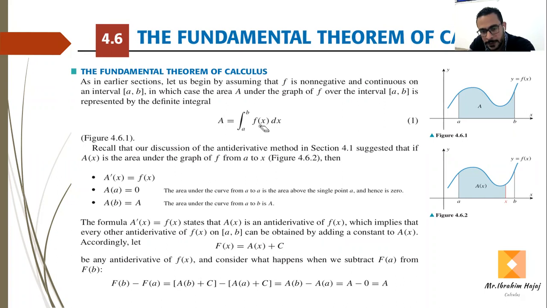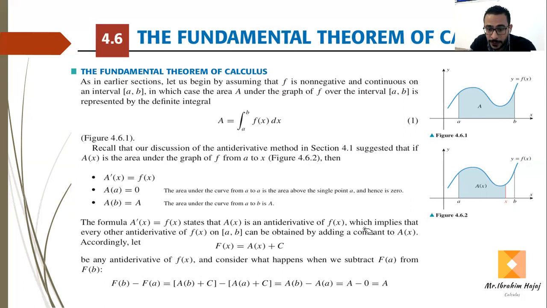If f of x is x squared, sorry, so A is x cubed over 3. If f of x is 10, so A is 10x, and so on. So A prime of x is f of x. And A of a equals 0, because from a to a you did not move from your place, you are standing at a. And A of b equals the whole area, because you moved from a to b, meaning you took all the area.